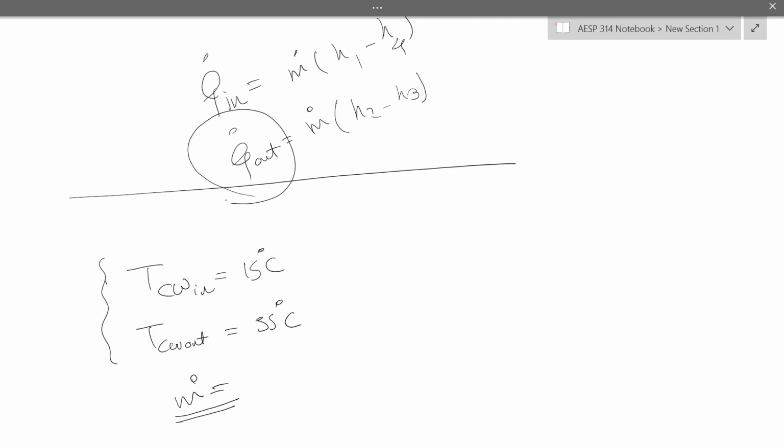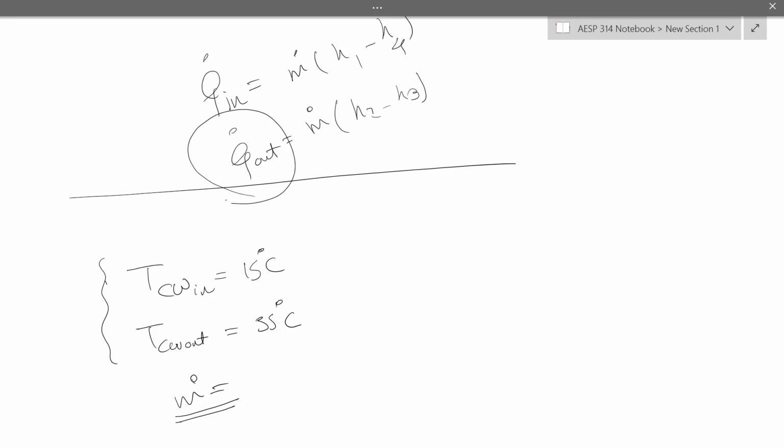Kilograms Kelvin, yeah. So 4.18 or 4,000. They usually round it up to 4,200 joules per kilogram Kelvin. That's an assumption we are making here. We are assuming that the C does not change.